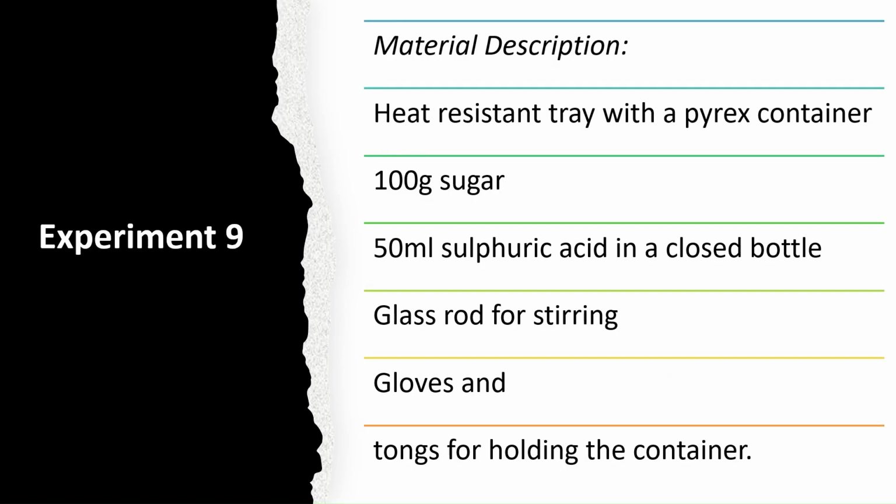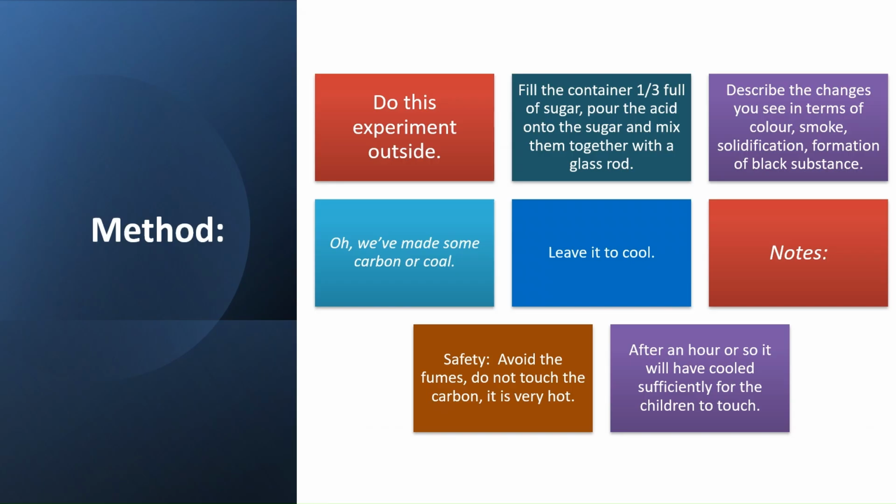Experiment 9. Material description: heat resistant tray with a Pyrex container, 100 grams sugar, 50 milliliters of sulfuric acid in a closed bottle, glass rod for stirring, gloves and tongs for holding the container. Method: do this experiment outside.